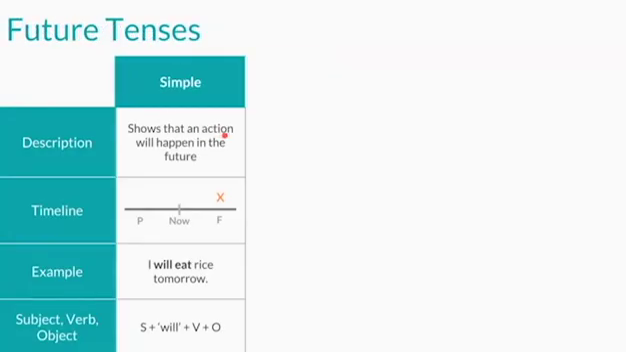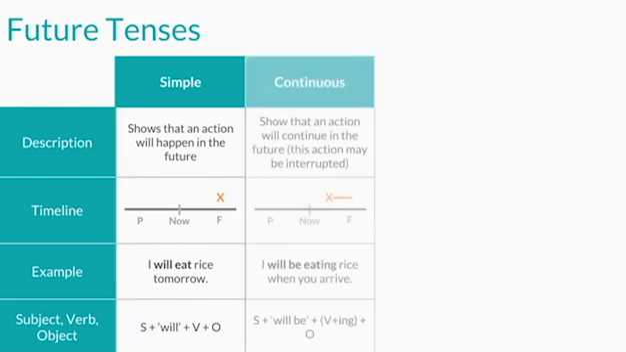We use this tense to show that an action will happen in the future. So here's our timeline, and we expect that some action will take place at some point in the future. For example, I will eat rice tomorrow. So this is tomorrow, and this is when I will eat rice. Here's the structure to this tense. Next, we have the future continuous tense, and we use this tense to show that some action will continue for some time in the future.